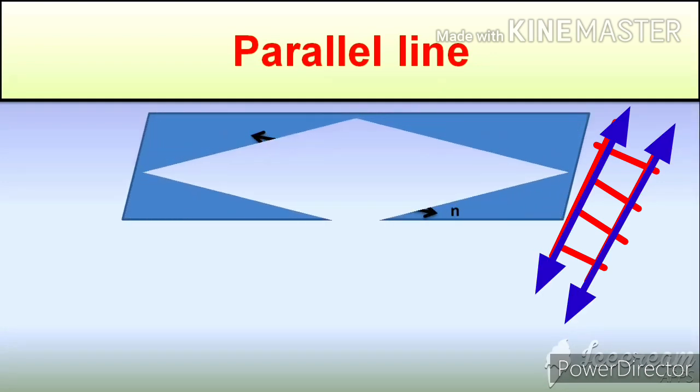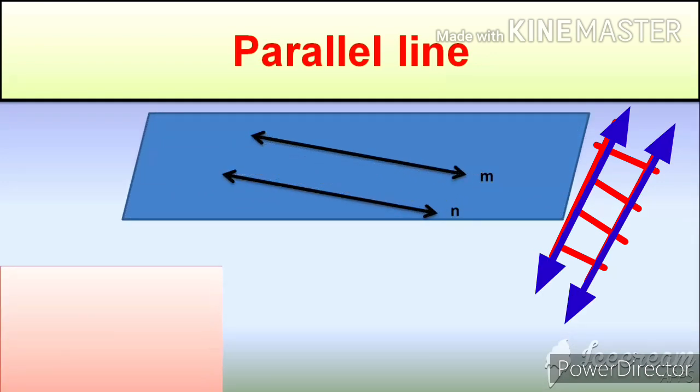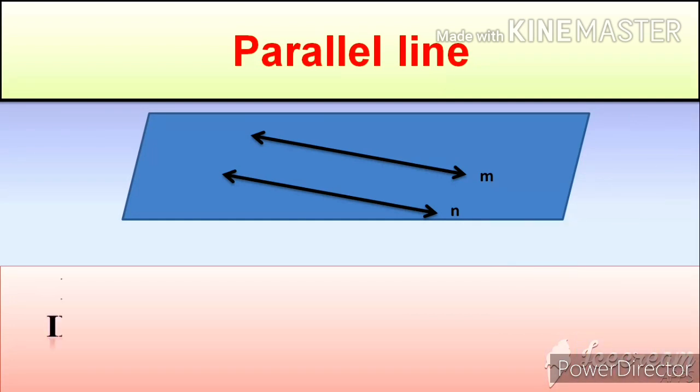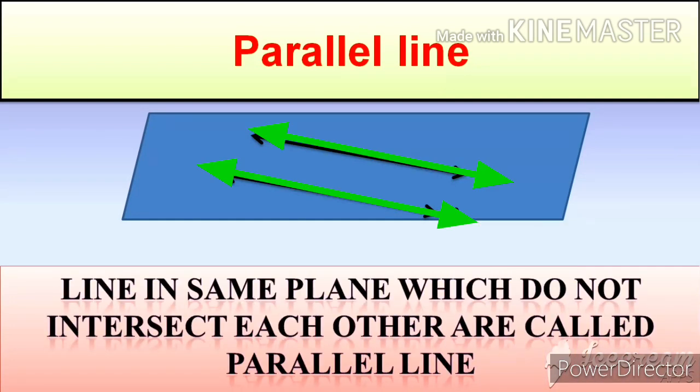Now student, we will see the parallel lines. For example, I can give a ladder. A ladder has 2 parallel lines. A railway track has 2 parallel lines. In the same way, in the figure you can see M and N are two parallel lines. Lines in the same plane which do not intersect each other are called parallel lines.